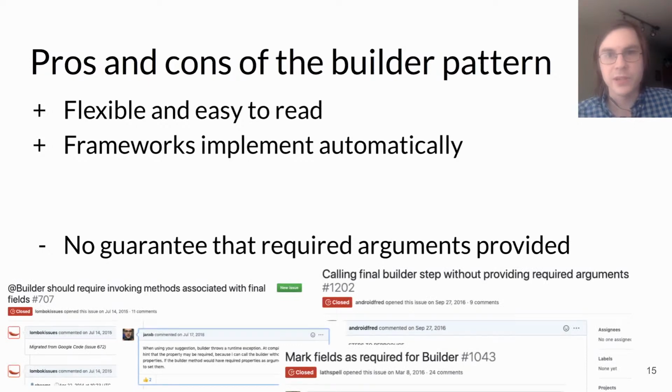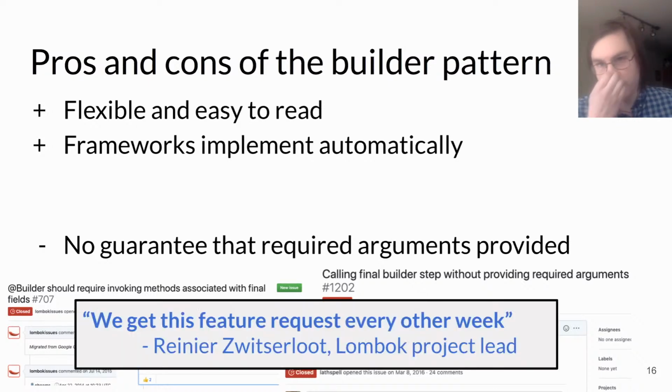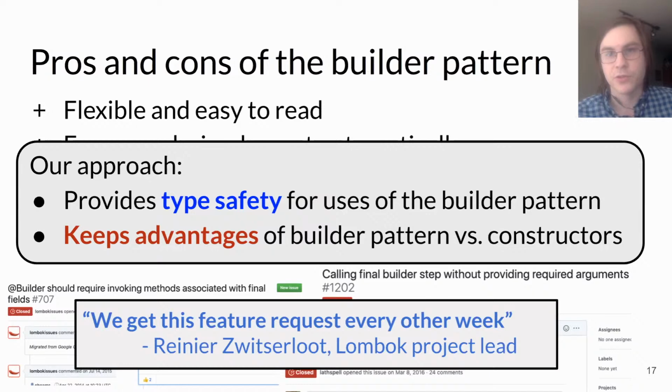So at the bottom of the screen, you can see a number of issues from the Lombok project, which is one framework for Java that provides the builder pattern. And there's a great quote from the lead developer of the Lombok project, where he says that they get this feature request every other week. And he really wished he could provide it, but he didn't know how. And so this leads me to the headline result of this work, which is that we have developed an approach that allows us to get this type safety, the same level of type safety that you would get from a constructor, while retaining the same code that you would use in the builder pattern, and therefore retaining its advantages, its flexibility, its ease of use for clients, and its automatic implementation.